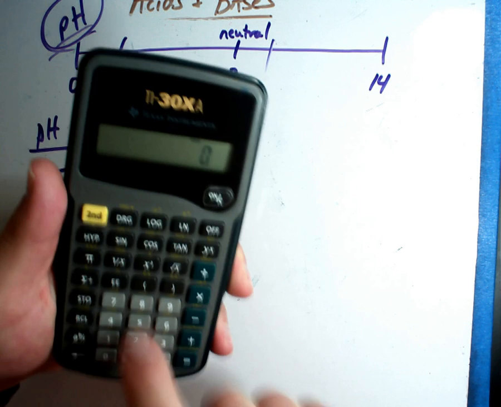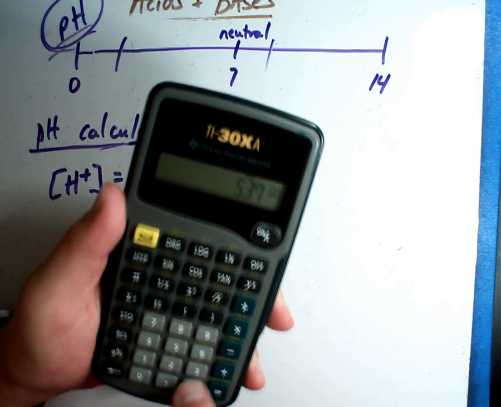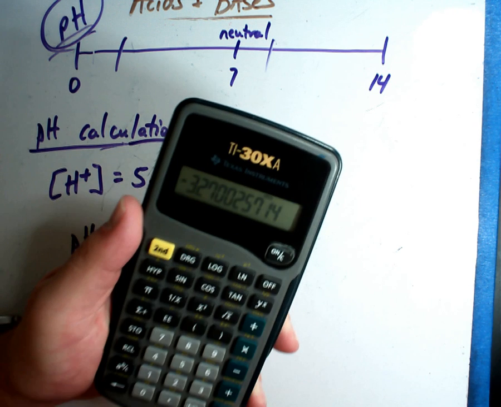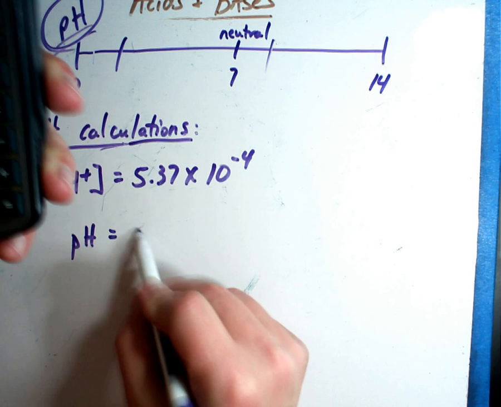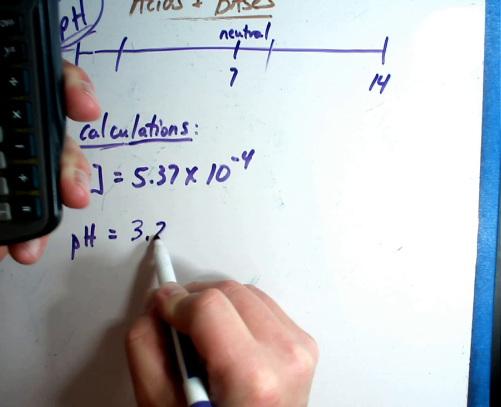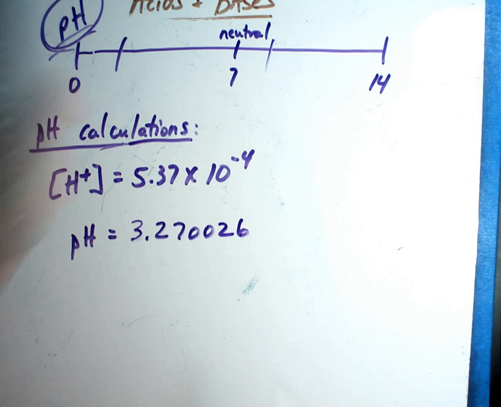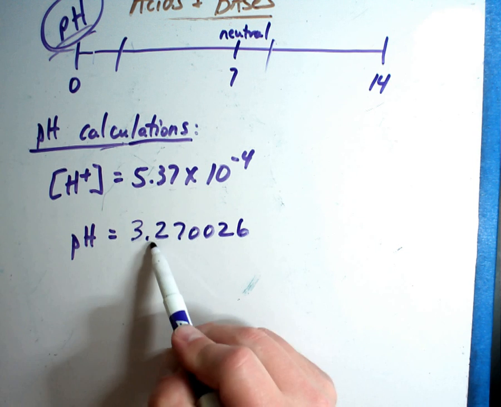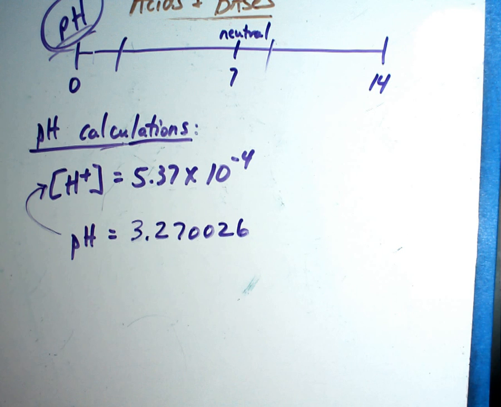Okay, if I take 5.37 times 10 to the negative fourth, you'll notice I'm using this calculator log, and take off the negative, 3.270026. So I took it out a lot of decimal places. Here's the point of this video. Sometimes you're going to have a pH and you want to get that back. So I'm going to teach you how to do that.